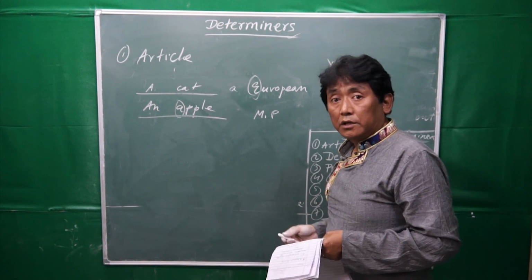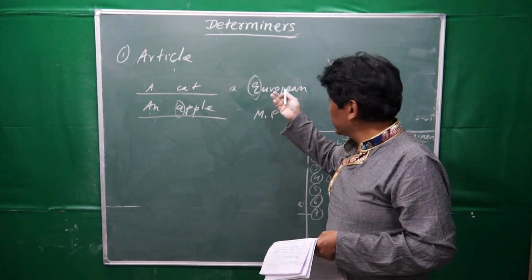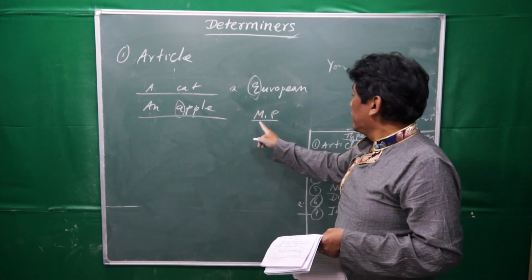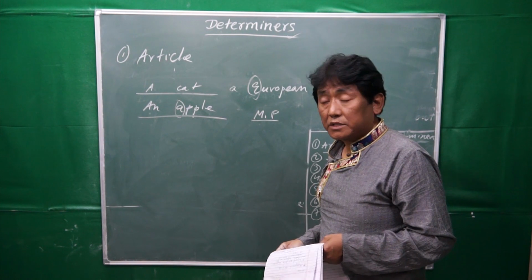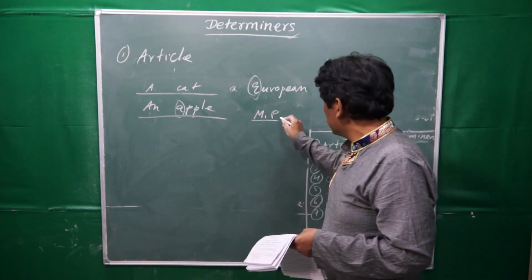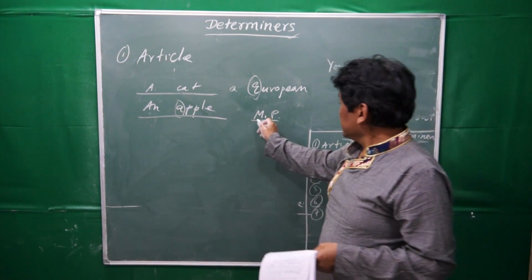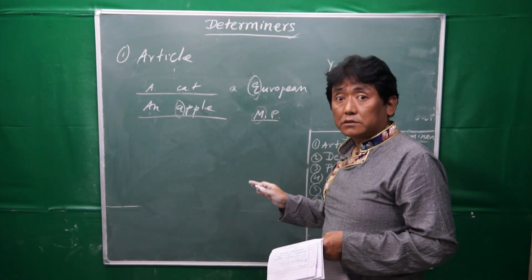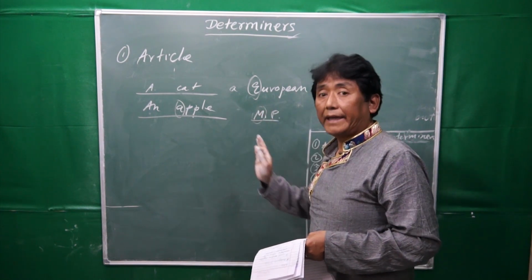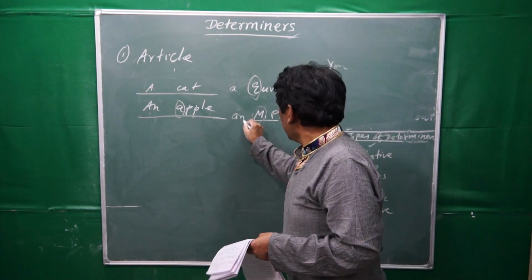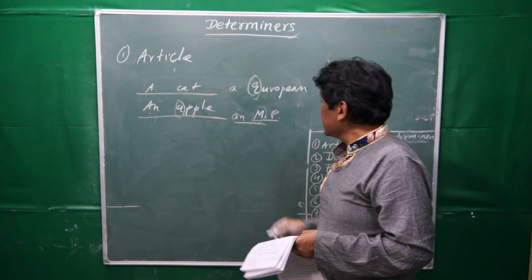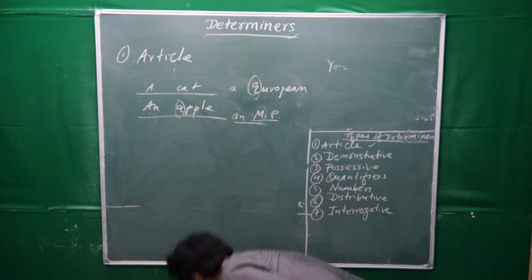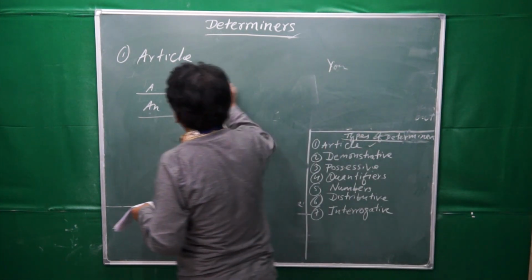Although the letter may be a vowel over there. Over here you look at it: MP means Member of Parliament. It's a short form of Member of Parliament. But this M is a consonant letter, but the sound is a vowel, M, A. So when we write MP, one MP, we write an MP. Understood? Okay, move on to the definite article now.